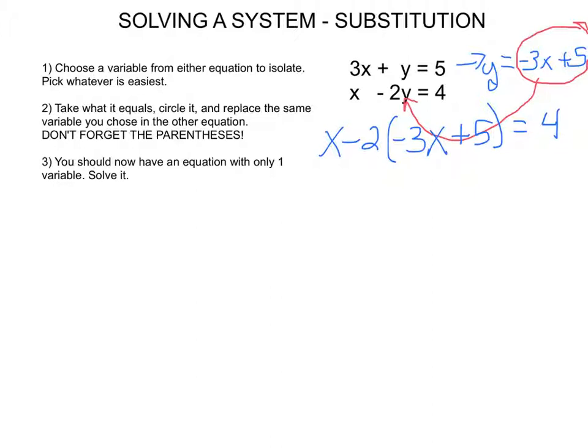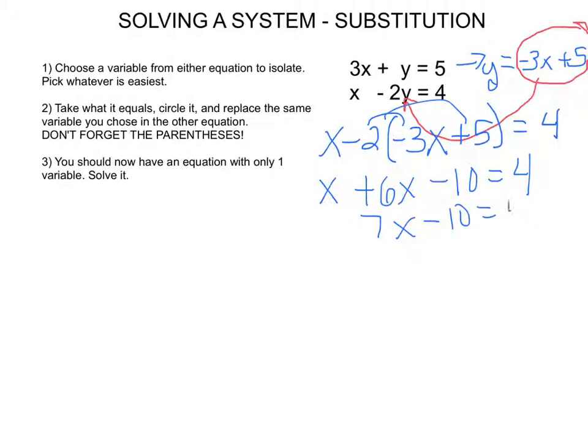In order to solve, we need to distribute this negative 2. So we get x plus 6x minus 10 is equal to 4. We combine like terms. We get 7x minus 10 is equal to 4. Add the 10 to both sides. 7x is equal to 14, and so x is equal to 2. Great. So far, we have one part of our solution that we need. We have our x, but we're not done because we know that a solution to a system of equations is both an x and a y, and so we now need to go ahead and find y.